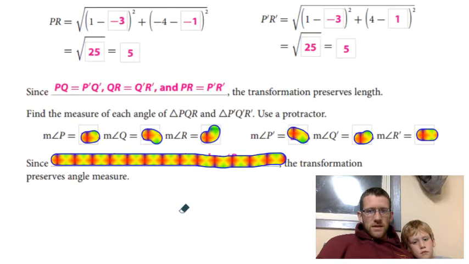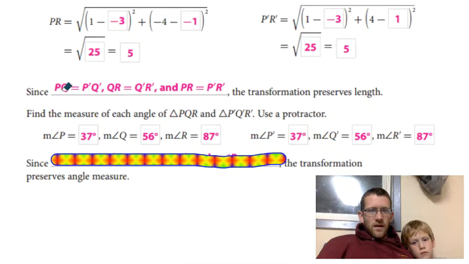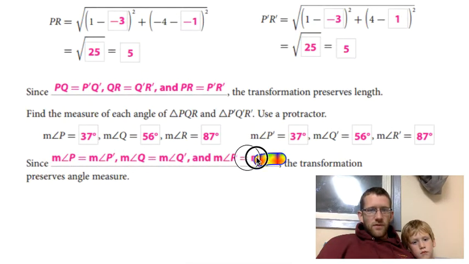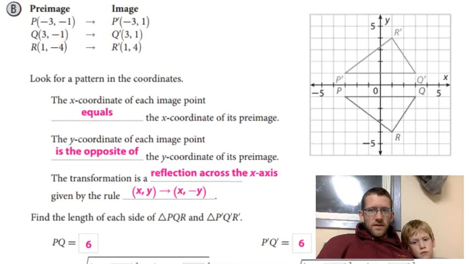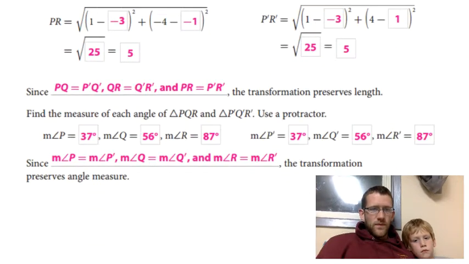So the question is, is this a rigid motion? Well, we can check the angles: 37, 37, 56, 56, 87, 87. All the side lengths are the same. Therefore, yes, this is a rigid motion, or it preserves all the lengths and angle measurements.